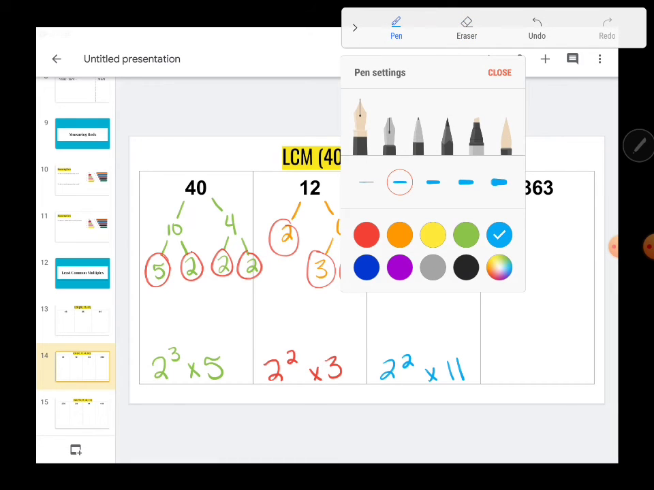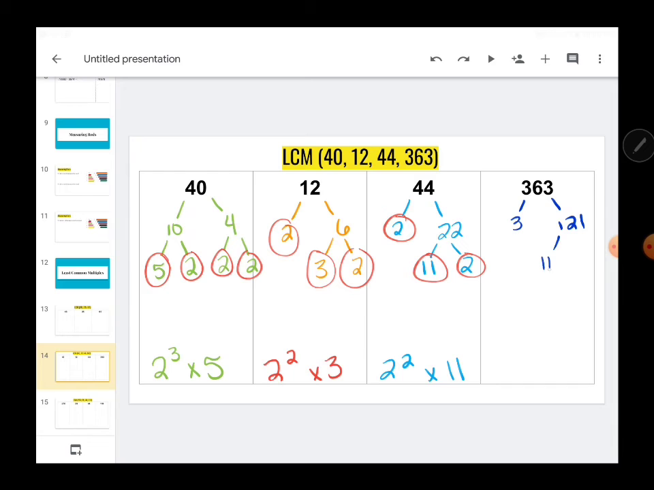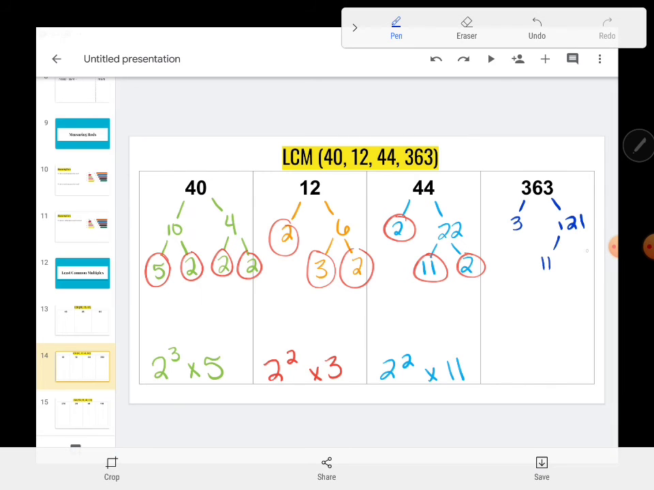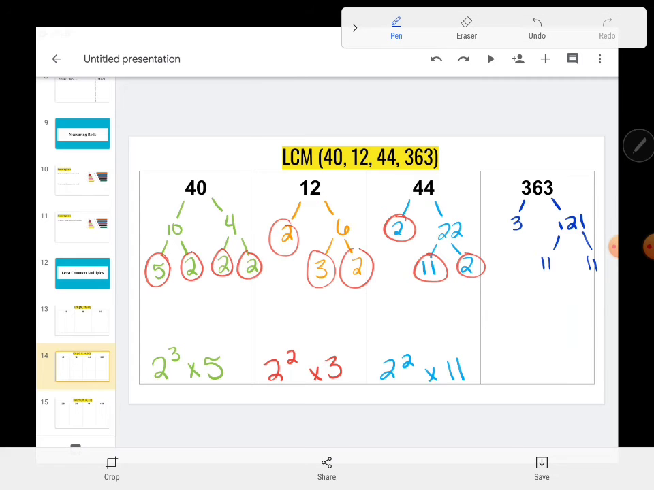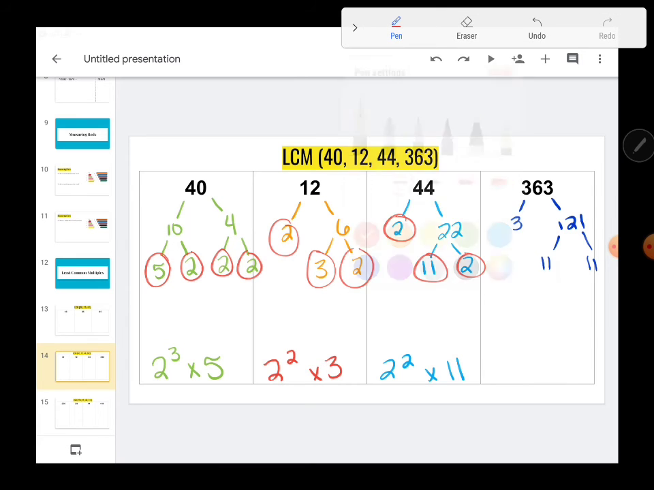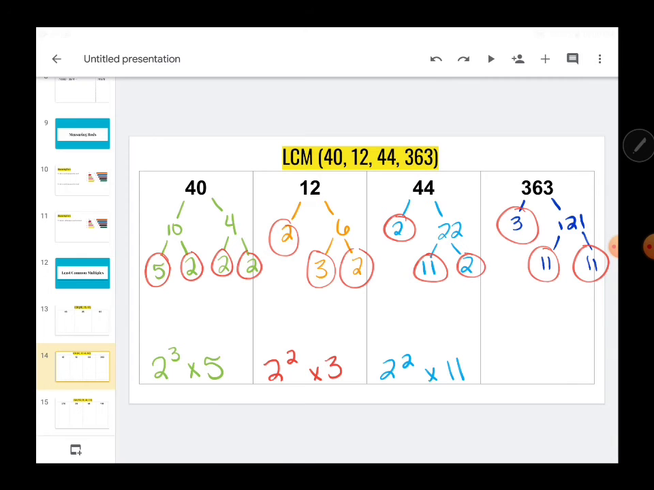When we go ahead and put that in our calculator, we will notice that 363 divided by 3 is going to be 121. Well, 121 is divisible by 11. And 11 times 11 is 121. And since we can't break this down any more than we already have, we have our 3, 11, and 11. We're just going to write our problem as 3 times 11 squared.